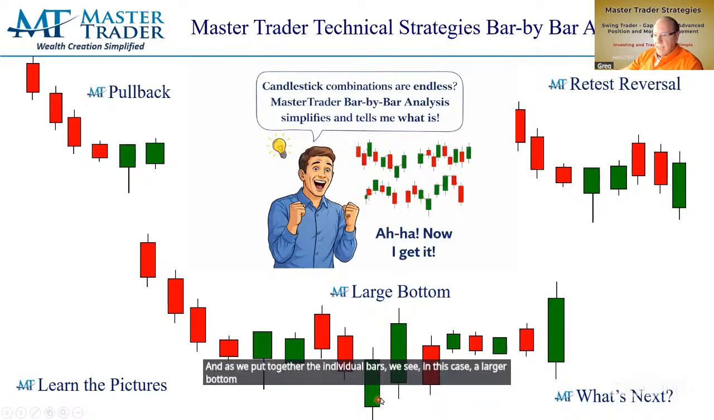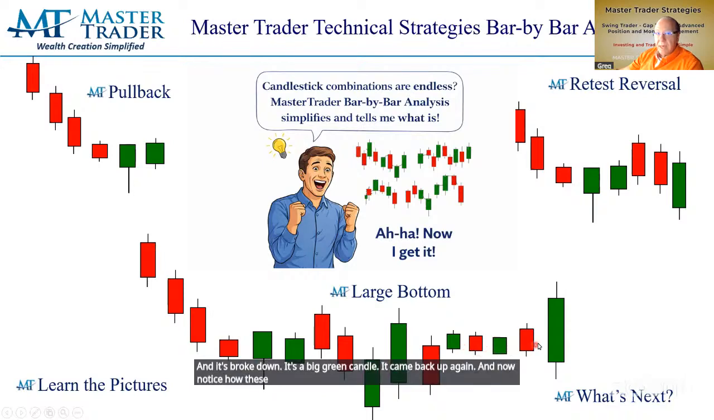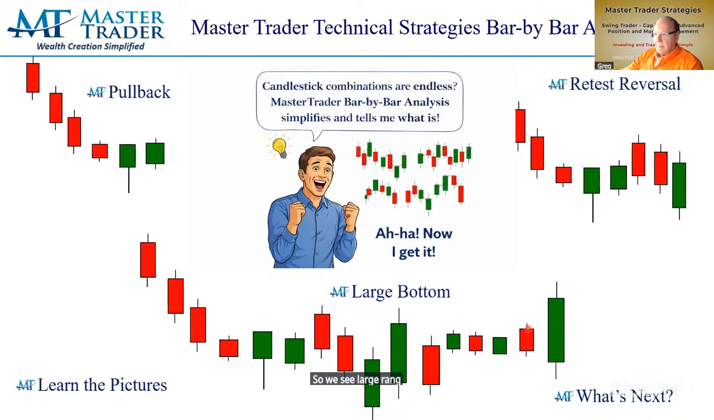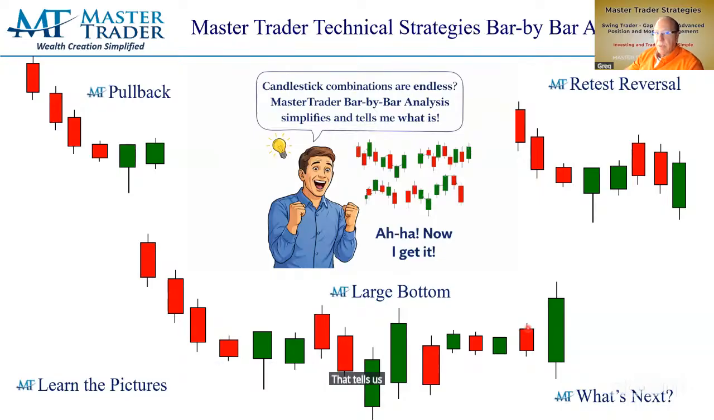And it broke down. It's a big green candle. It came back up again. And now notice how these are smaller in ranges. So we see large ranges. That says that there's more emotion. There could be more certainty in that if something's moving down fast and the bars are big, that means more and more individual traders are in alignment thinking it's going to go lower. As the ranges contract, that tells us that those forces of supply and demand begin to come together.